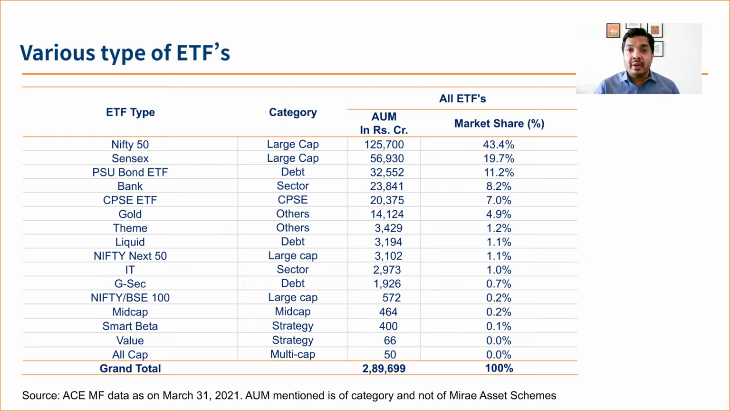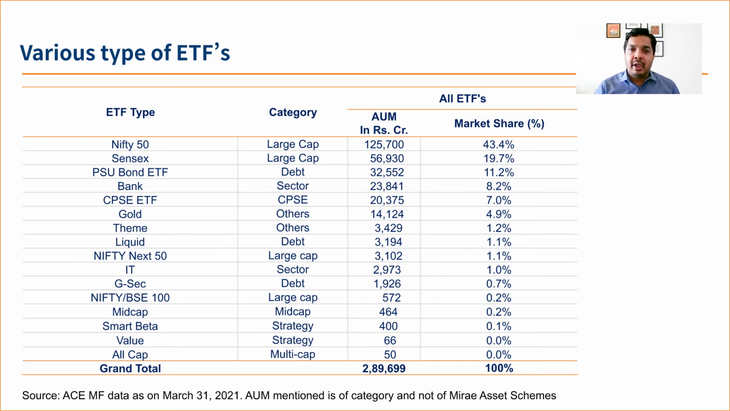Then Bank ETFs, which provide exposure to a very concentrated portfolio of bank stocks listed in the Indian equity market, then CPSE ETFs, and then finally a non-equity and non-fixed income ETF, which is a commodity-based ETF, the gold ETF, which is very popular among retail investors, and right now captures around 4.9% of the market, and current AUM is around 14,000 crores. Apart from that, you can see in the slide that there are a lot of thematic based ETFs also.